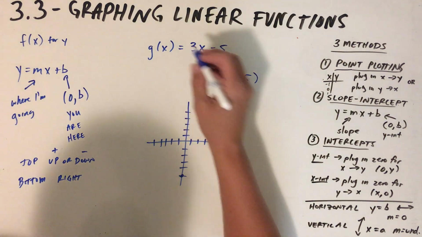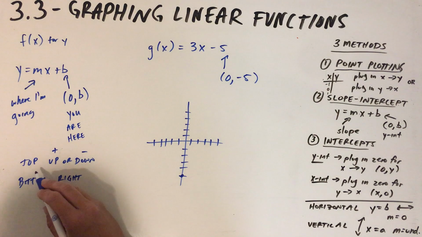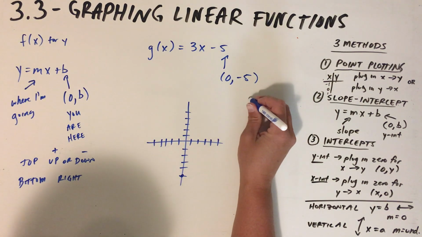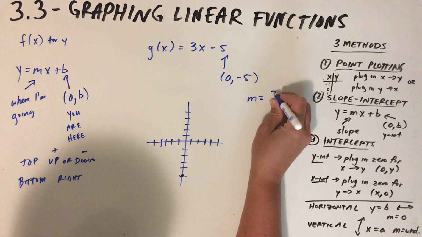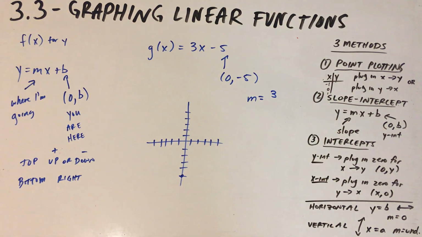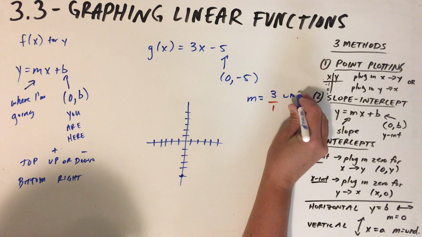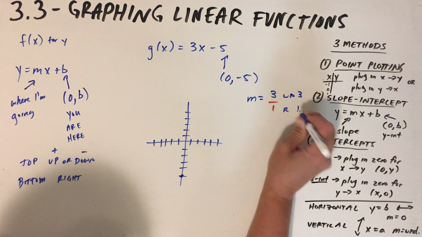And from here, it says I'm going 3. Well, I just said if the top is positive, you're going up, and if the bottom, but there is no bottom. The m right here is 3. But remember that any number divided by 1 is itself. So I'm going to think of this as 3 over 1. And because the top now is positive, that means I'm going to go up 3 and right 1.